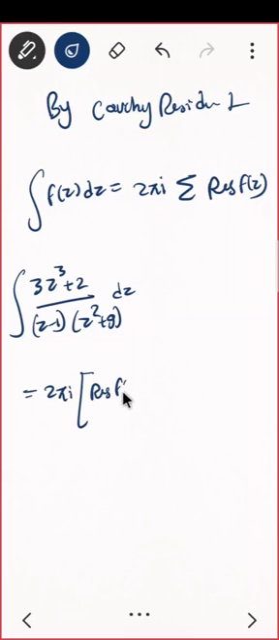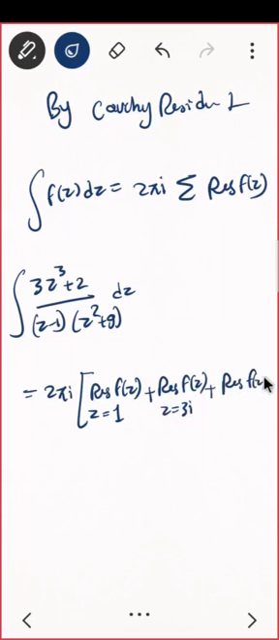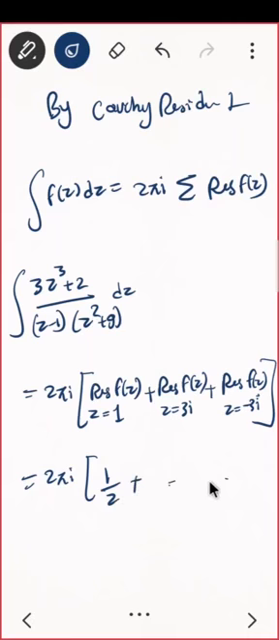residue of f of z at z equal to 1, plus residue of f of z at z equal to 3i, plus residue of f of z at z equal to minus 3i. Do you see? Now you just have to substitute the values. What are they? 2 pi i, its value is 1/2, and whatever else comes, you put it and solve it. That is your final answer.